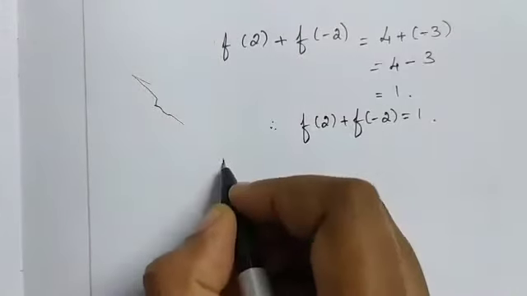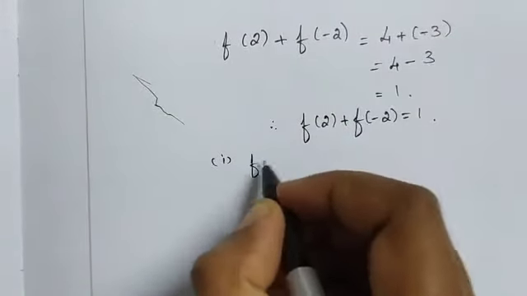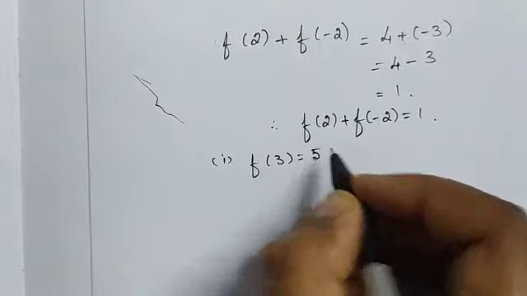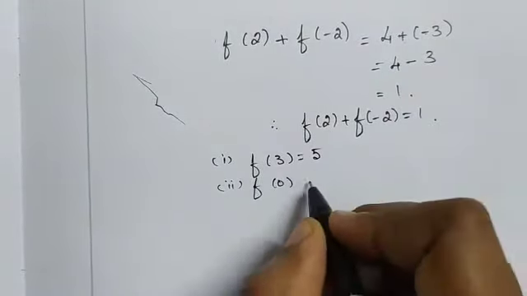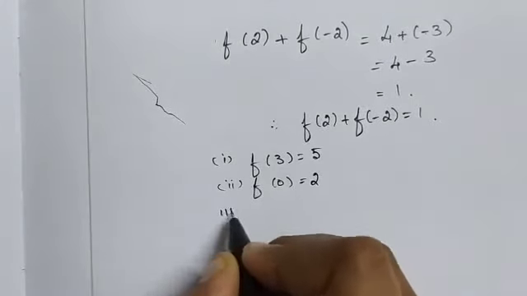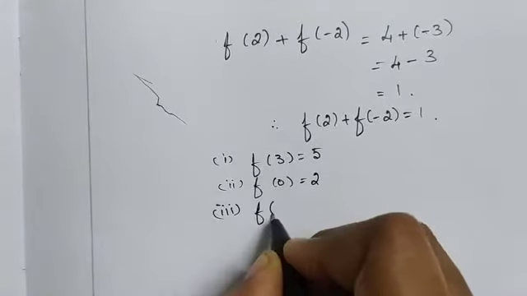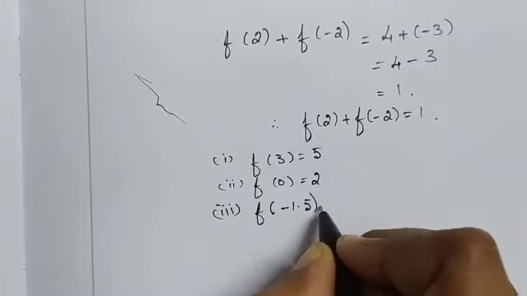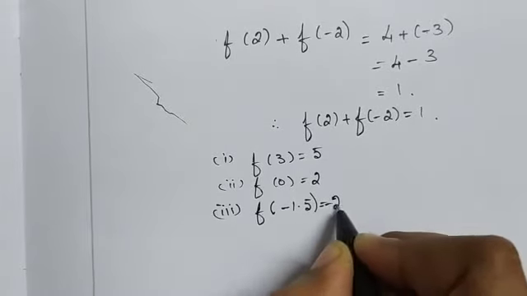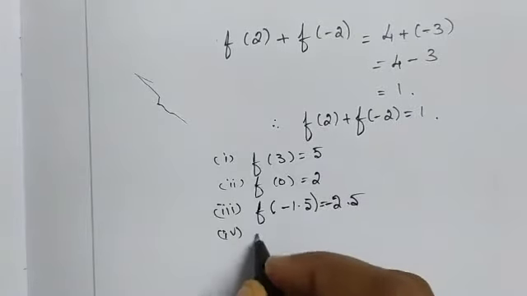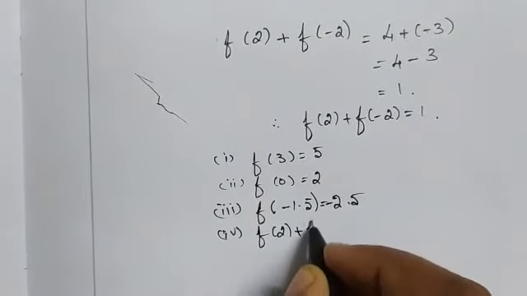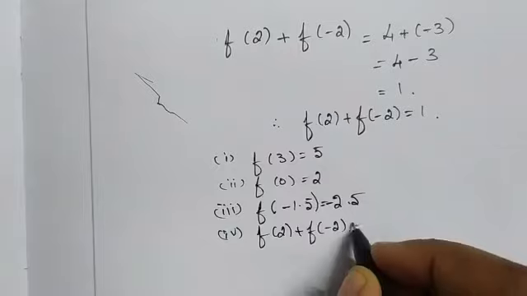Answer, that is first part, f of 3 is equal to 5. Second part, f of 0 is equal to 2. F of minus 1.5 is equal to minus 2.5. F of 2 plus f of minus 2 is equal to 1.